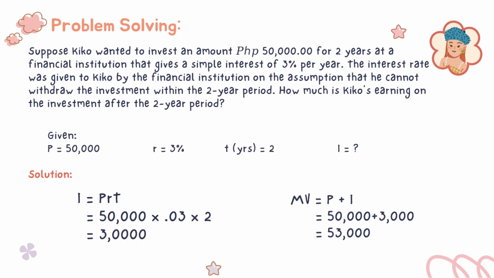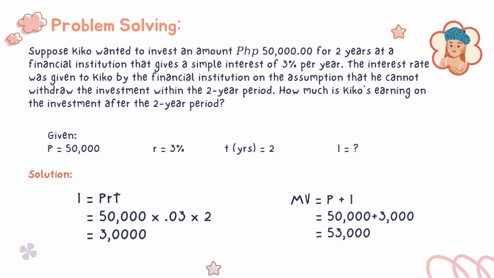So this is quite long, no? So suppose Kiko wanted to invest an amount of 50,000 for 2 years at a financial institution that gives a simple interest of 3,000 per year. The interest rate was given to Kiko by financial institution on the assumption that he cannot withdraw the investment within the 2-year period. So, question, how much is Kiko's earning in the investment?